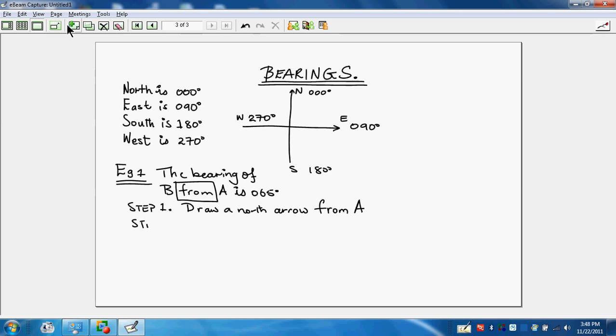The next step, which is step 2, will be to measure an angle of 65 degrees from that north arrow in a clockwise direction until we are pointing to the direction of B. So we will measure the required angle, which in this case is 65 degrees, from the north arrow, in a clockwise direction, until we are pointing in the direction of B.